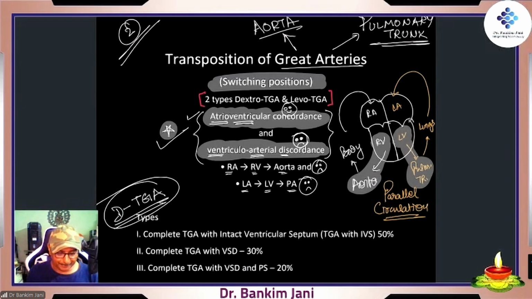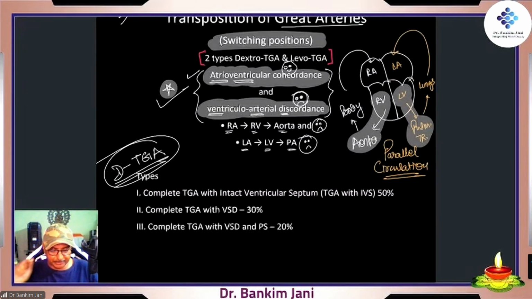Dextro-TGA, right? It is easy. What we saw right now was dextro-TGA. Abhi jo dekha, right? This is dextro-TGA. So it means what? There is complete TGA. Complete ka matlab this. From right ventricle, aorta is going out. Left ventricle, pulmonary artery is going out. Or the pulmonary trunk is going out, with intact ventricular septum. So then it is called as type 1.